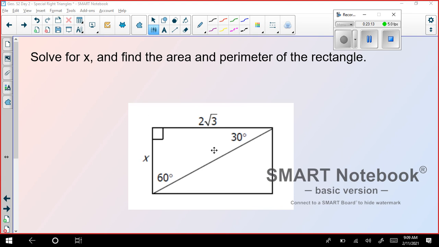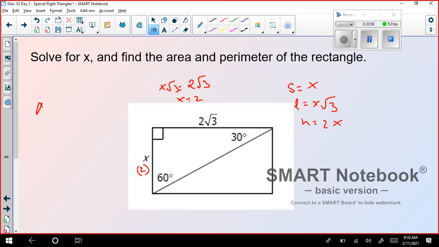Okay, let's check what is given to us. This is a 30, 60, 90 triangle, and the smallest leg is x. In a 30-60-90 triangle, the smallest leg is x, the longer leg is x root 3, and the hypotenuse is 2 times x. So here the longer leg, x root 3, is 2 root 3, which implies x equals 2. This is 2 units. So we got the x. Find the area and perimeter.